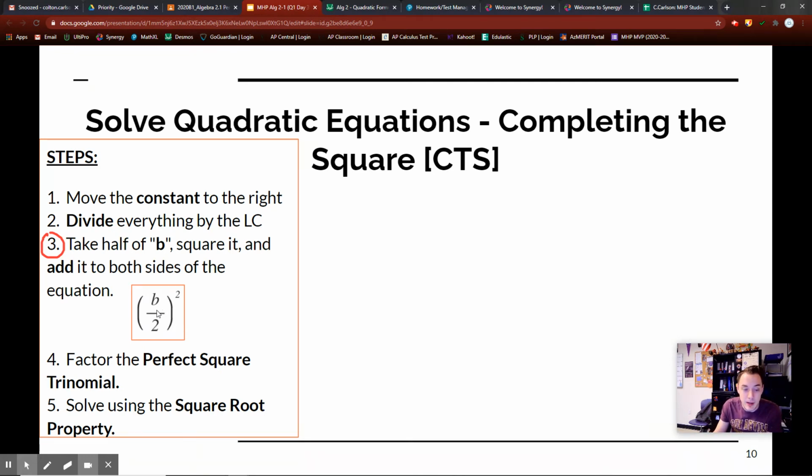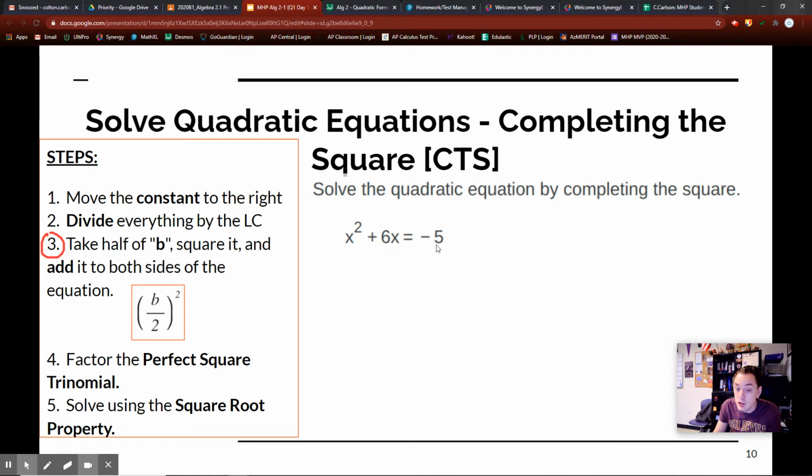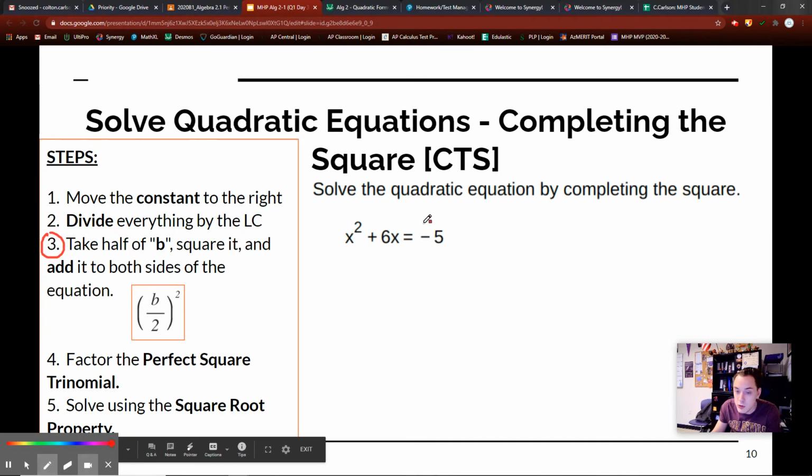It's just my b term. I square that and add it to both sides. So take half of b, square that, and add it to both sides. So I'm given this one right here. A very simple quadratic equation, not too terrible.